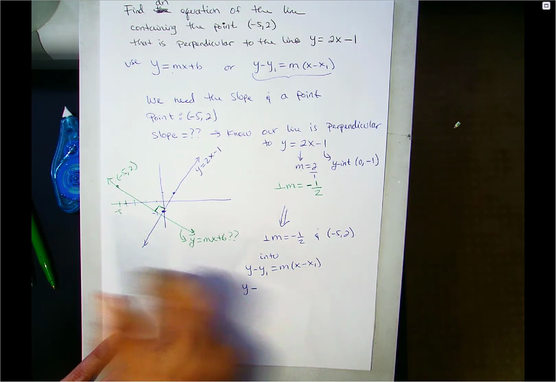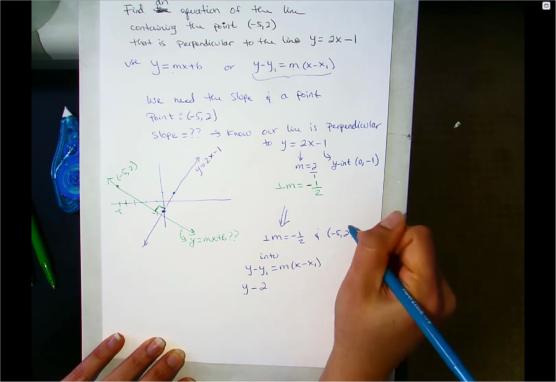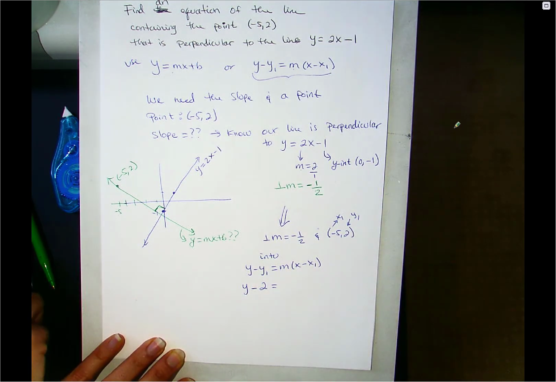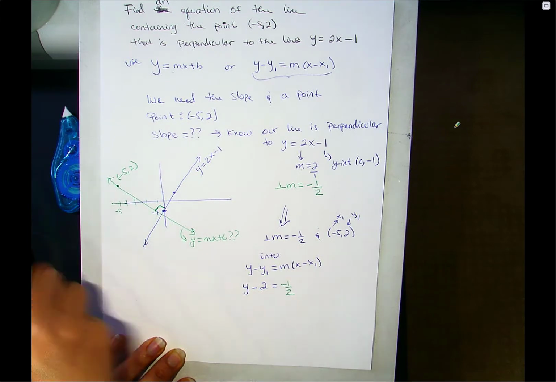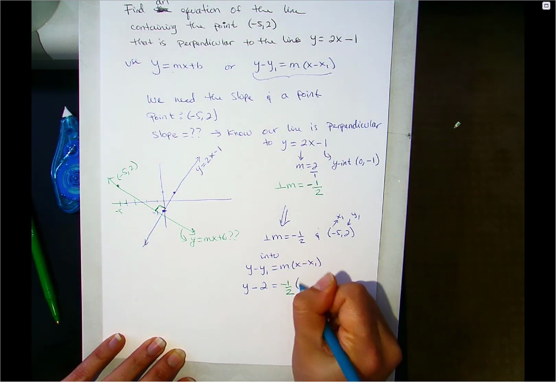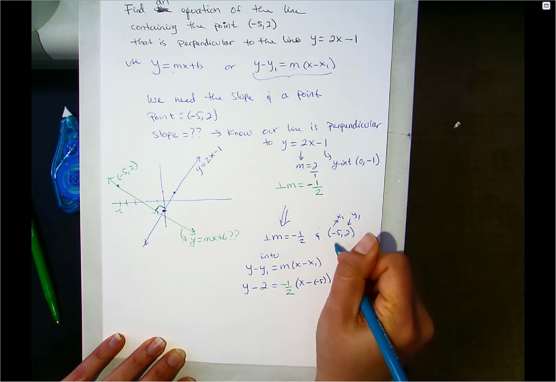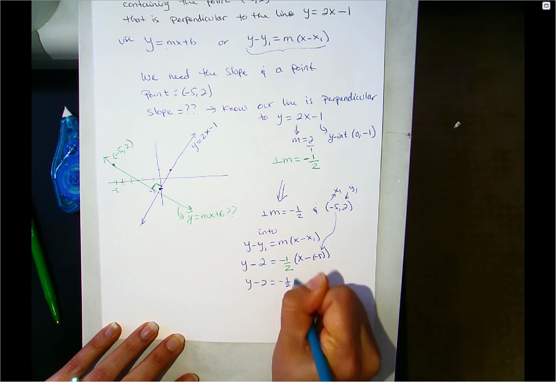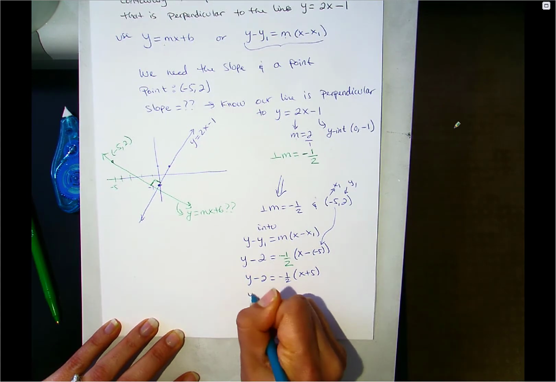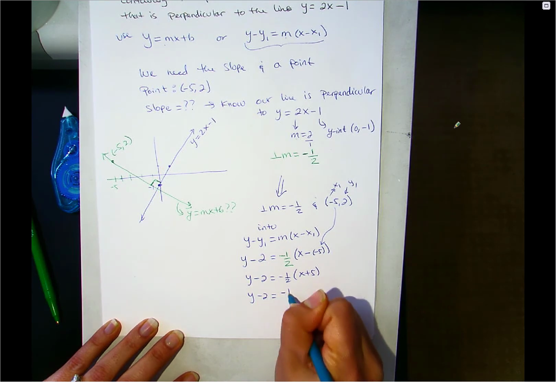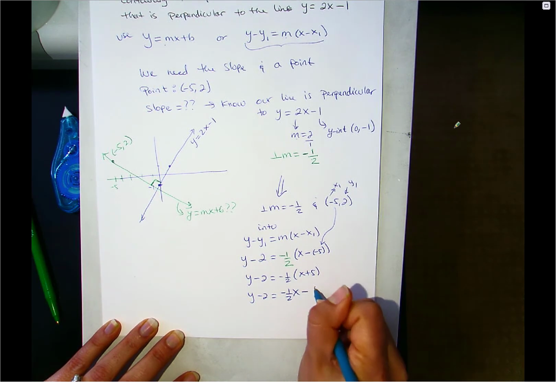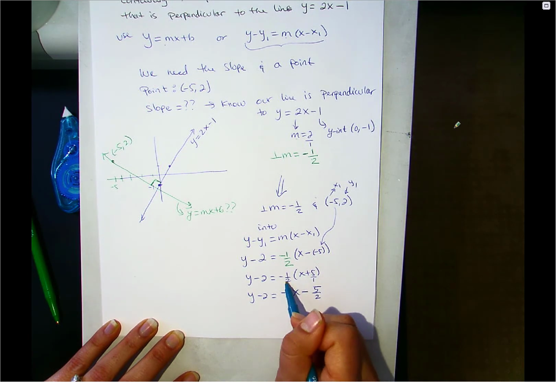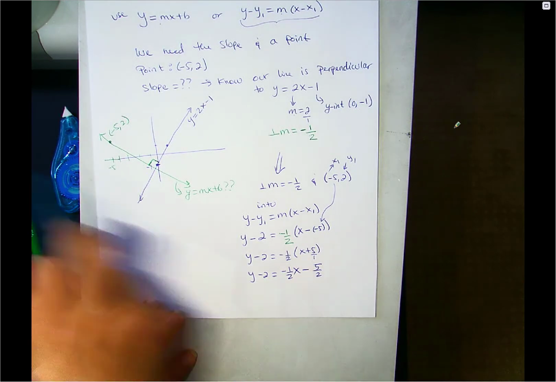So I'm going to have y minus 2, this is my y1 and that's my x1, equals the slope -1/2 times x minus negative 5. That's my x value. So I have y minus 2 equals -1/2 times x plus 5, and distribute the -1/2. So -1/2 x minus 5/2. Put a 1 there if you need, so do numerator times numerator, denominator times denominator. And now add 2 to both sides.